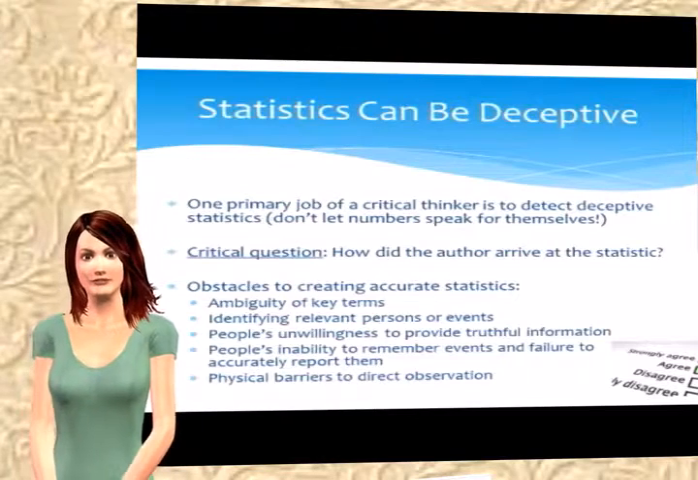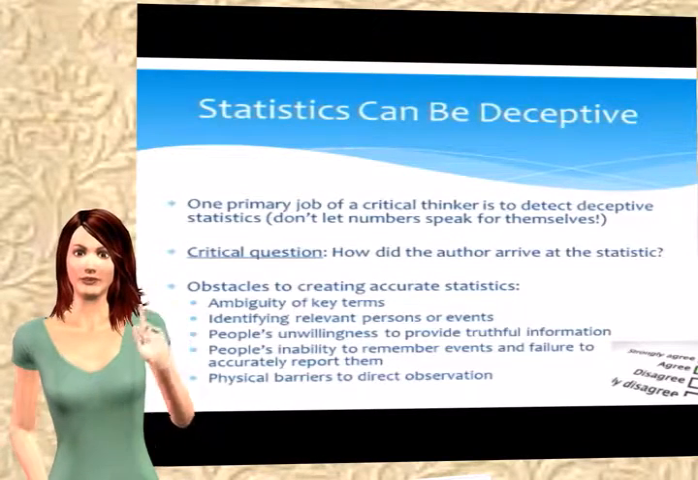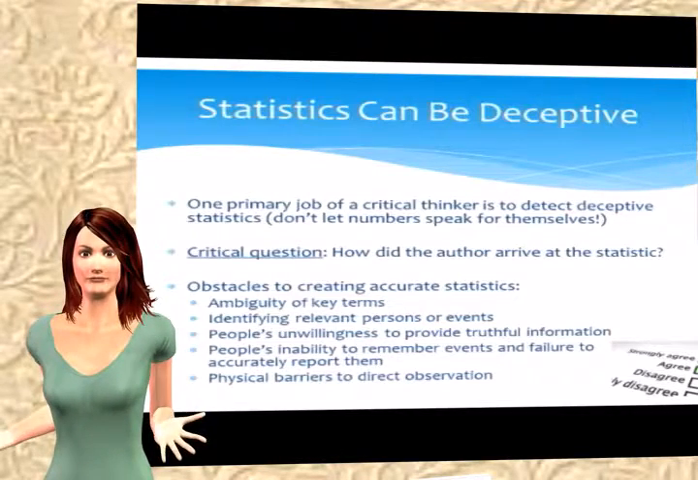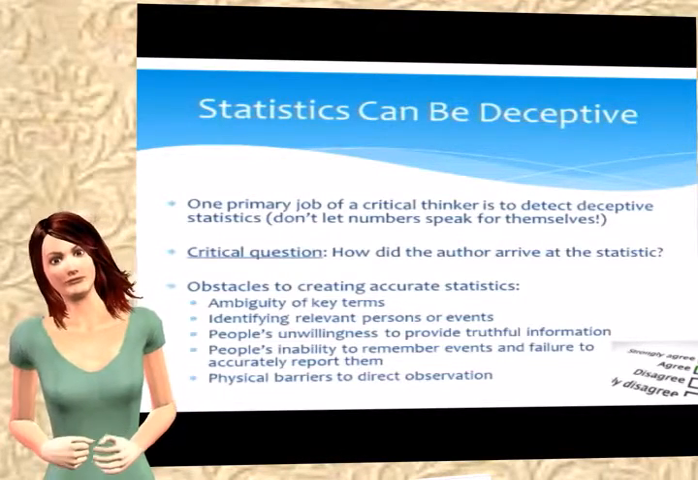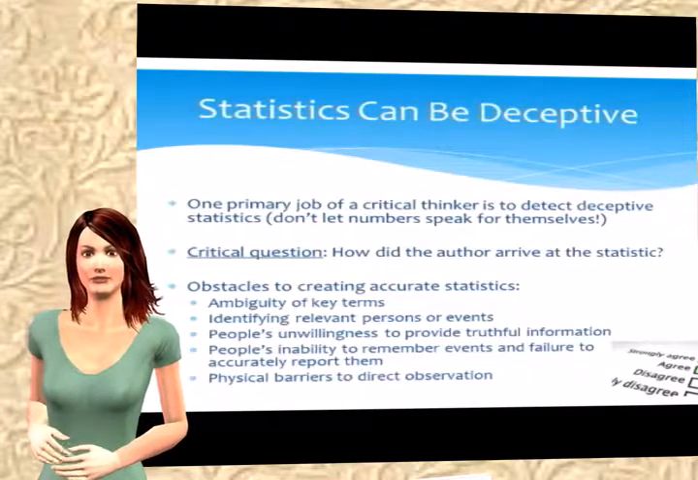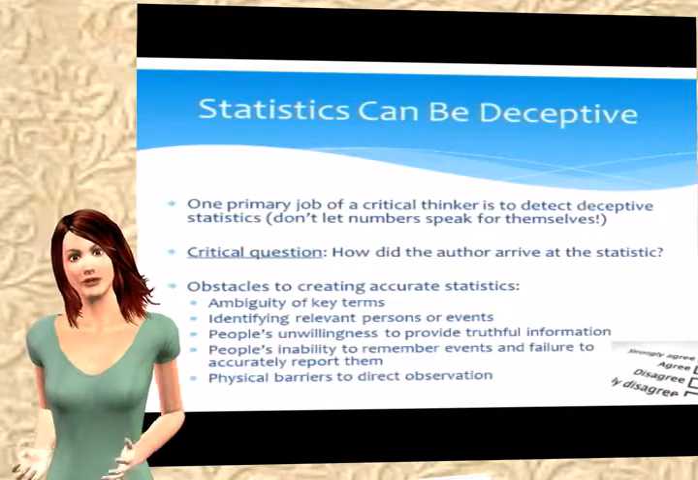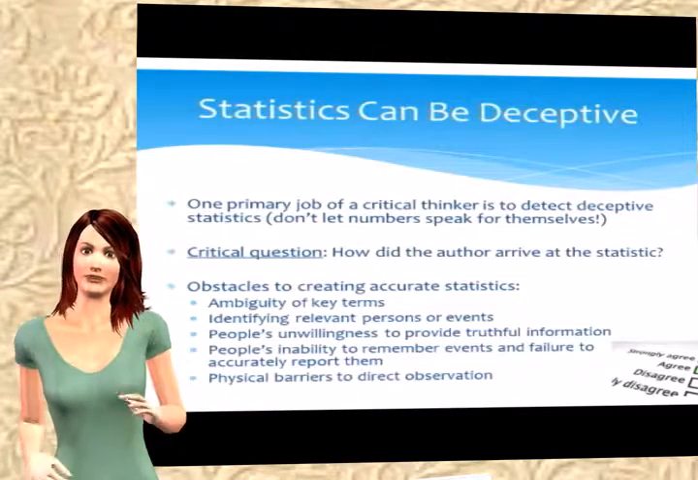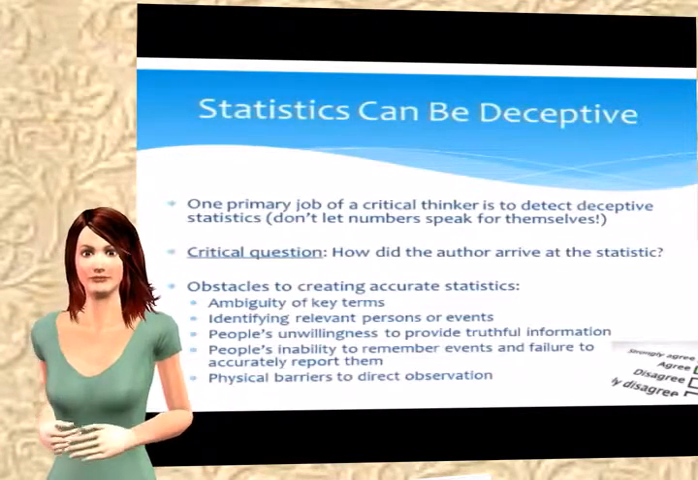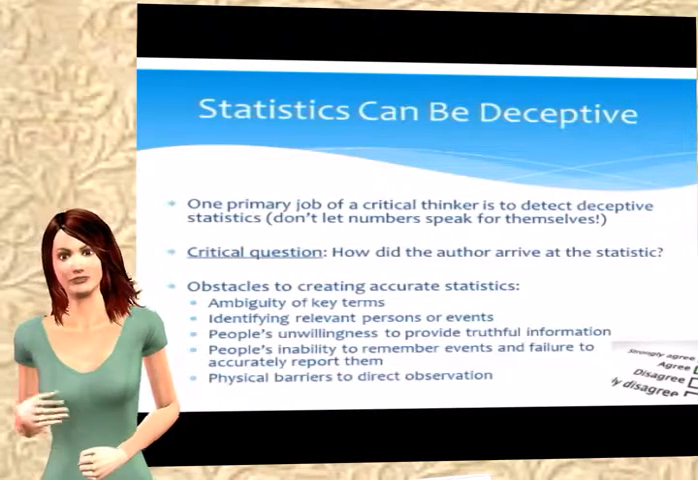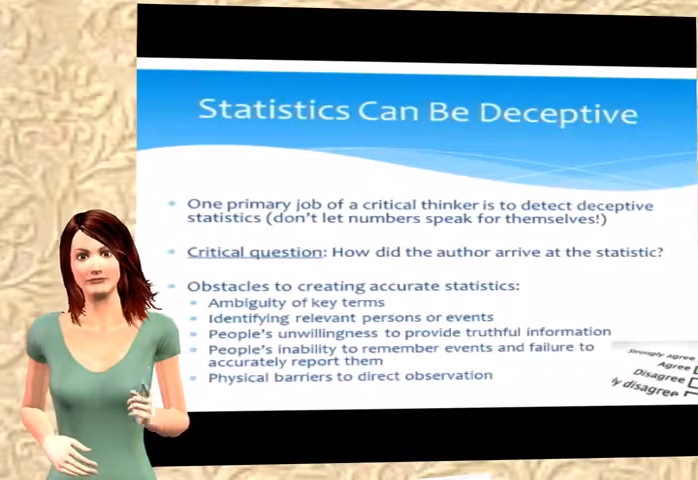There are also a lot of physical barriers to direct observation. When we're trying to create statistics based on observations, a lot of times we as researchers can't directly observe them. So we always want to be careful to ask ourselves, how was this statistic created? What kind of questions were asked? How were those questions worded? Did those questions use any ambiguous terms? And did people accurately report information on the surveys?